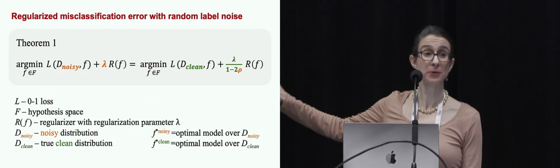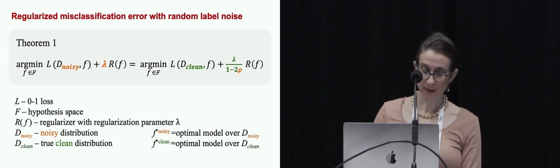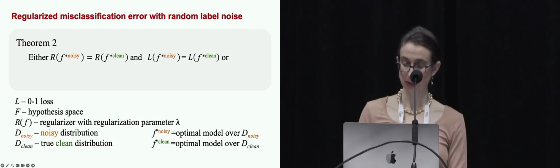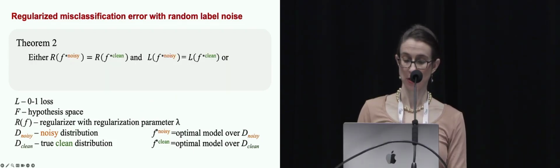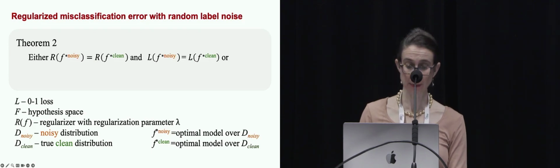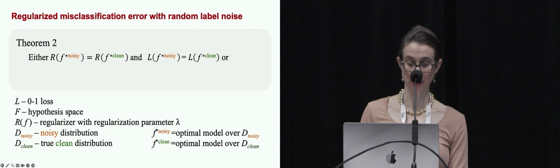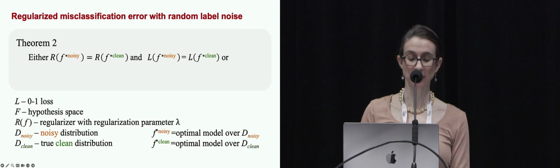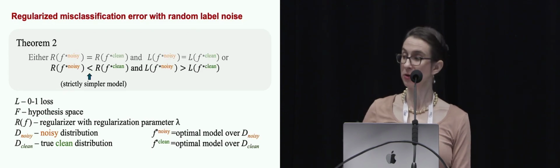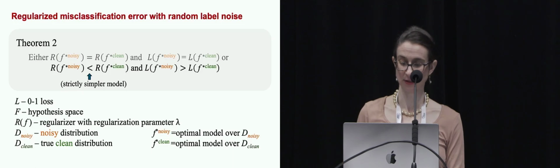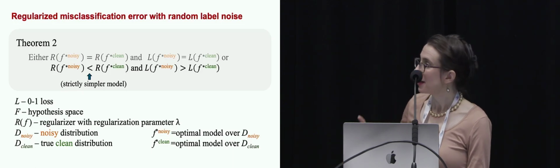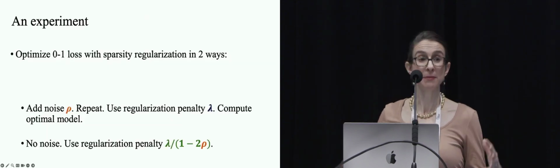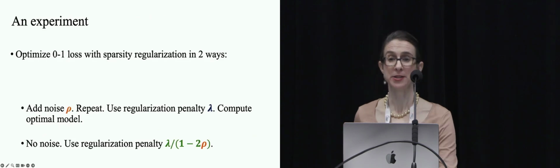All right, so here's another way to see what's going on. Okay? Same assumptions, same setup. Here are the optimal models over the clean and noisy data distributions. And the second theorem says that either the noisy and clean models are the same complexity, or the noisy model is strictly simpler. Okay, the noisy model is never more complex. So what happened here is that the increase in the regularization parameter from theorem 1 made the noisy model simpler. Okay, so let's show an experiment to see these theorems in action.